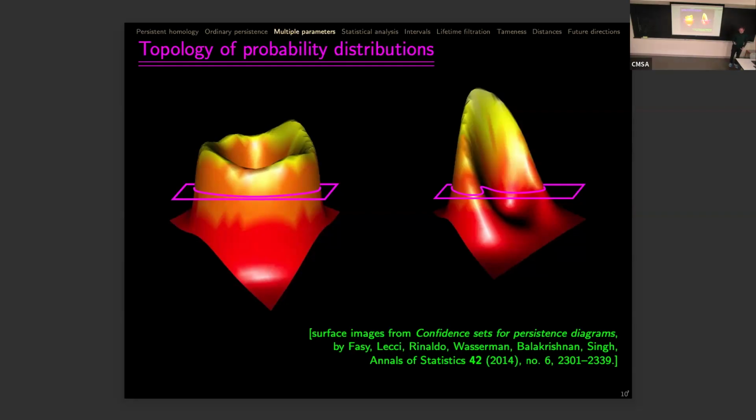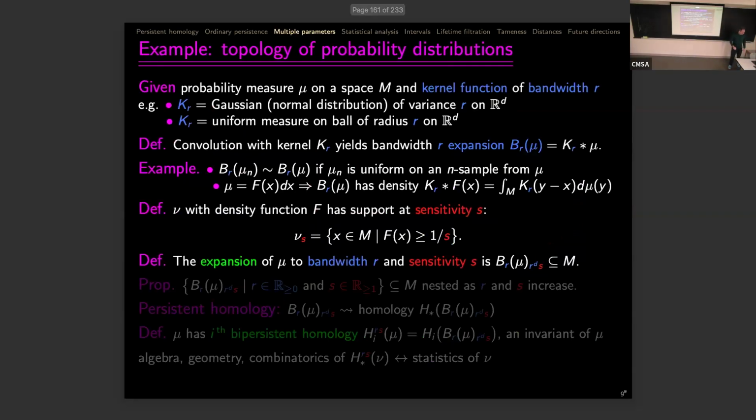Yeah, so this is a way of... because of properties of kernels, these things do actually nest as the bandwidth and the threshold, the sensitivity, increase. Yeah, that's a theorem that you need.